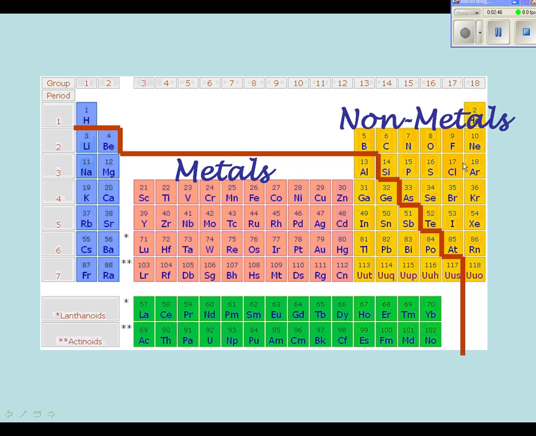nonmetals. So if an ionic compound or an ionic formula that you're asked to write contains an element from this section, the metal section, and an element from this section over here on the right, the non-metal section, then you're being asked to write an ionic formula. And if that's the case, then you need to follow this following procedure.